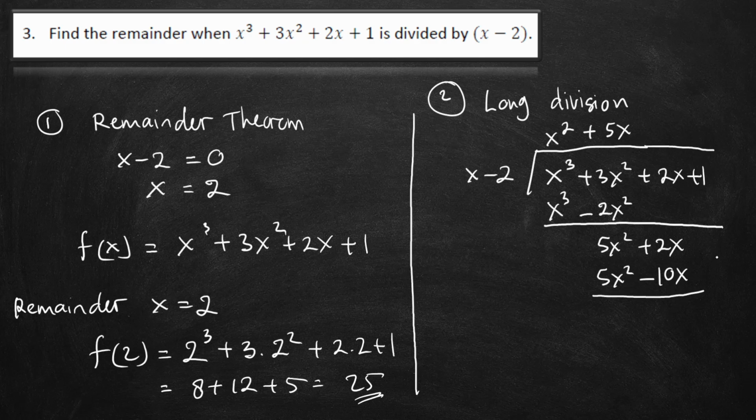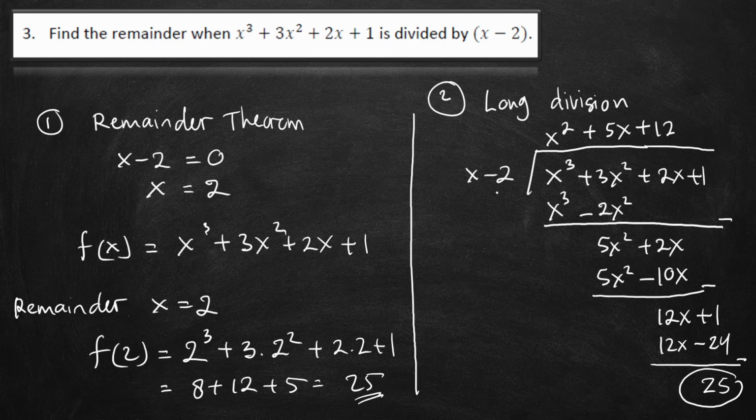So here we got 12x. And then the last one, we put 1 there. So again, plus 12. So 12 times x is 12x. 12 times minus 2 is minus 24. So we got the result at the end is 25. So this 25 is the remainder.